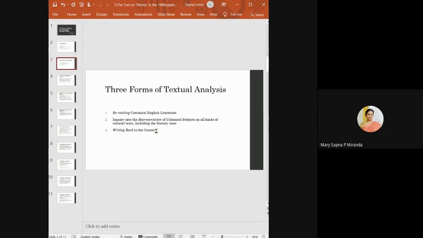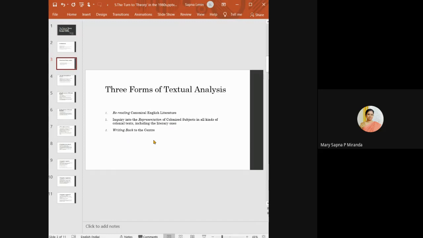And the third one is writing back to the center. Now, what is writing back to the center? Here, you're looking at how colonial texts are, in a way, resisting the colonial project. On the surface, it may look as if it is supporting colonialism, but when you really read it, you understand that it is actually a defiance. It's giving it back, a very positive way of saying no to the colonial experiences. Once we come to that, it will be clear to you what these theories are trying to tell us.